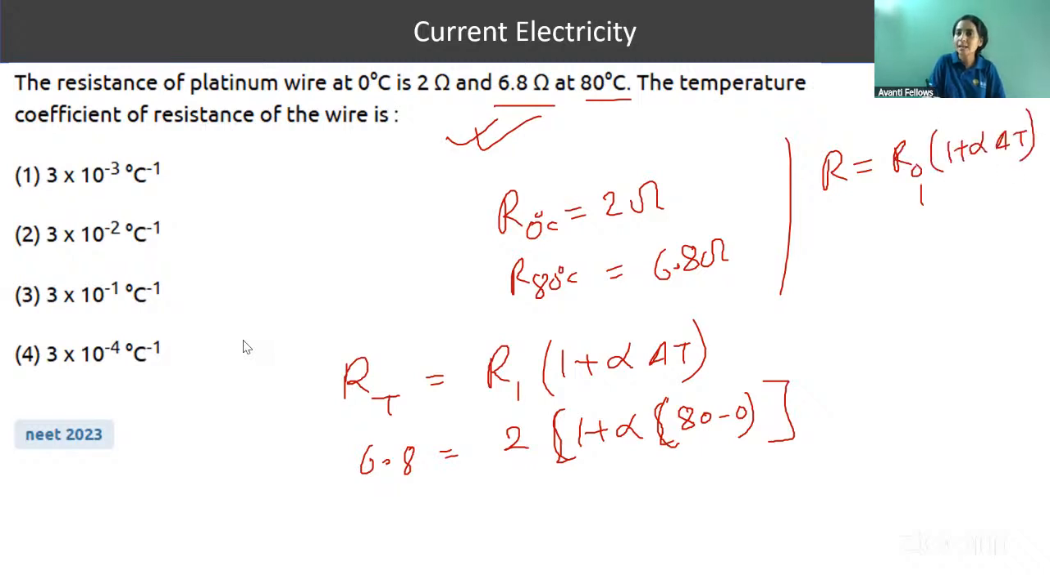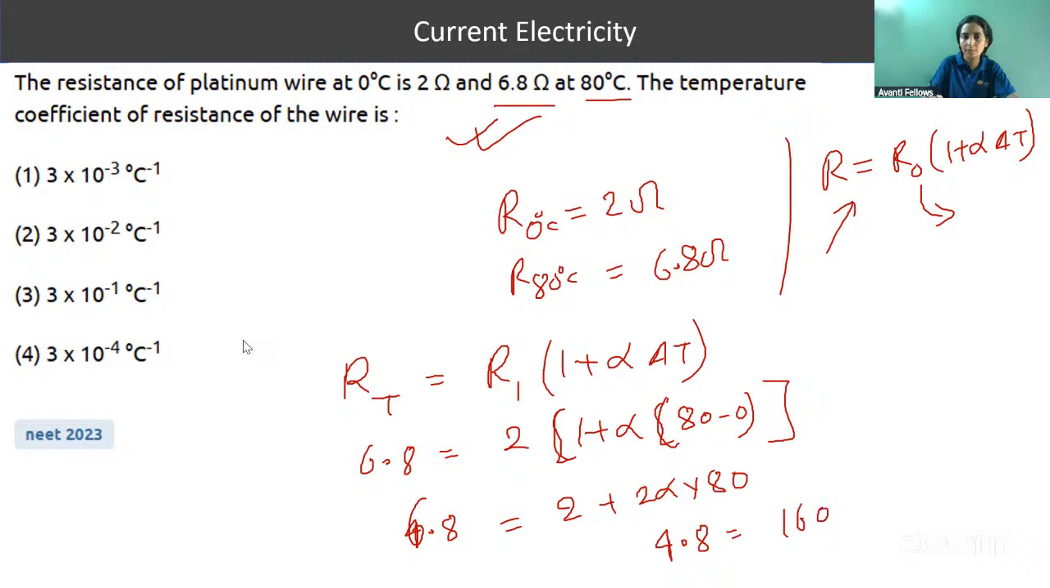So basically this R naught is resistance at the lower temperature, and this one is resistance at the higher temperature, generally. Okay, so then you can put in the formula and get the answer. If you put it here, this will become 4.8. I did this because here it is 6.8 = 2 + 2 alpha into 80. So 6.8 minus 2 gives 4.8, and this is 160 alpha.